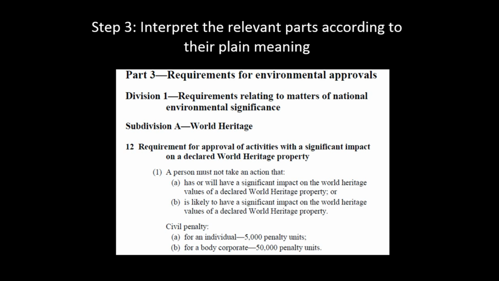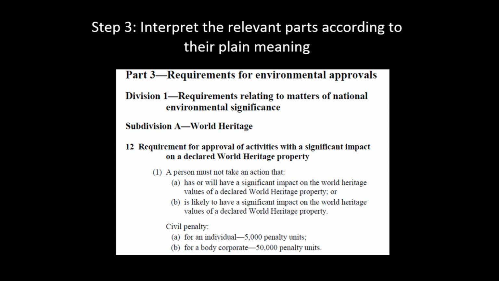So in our case, let's just say we've skim read it, we find that in Part 3 there's a section that deals with World Heritage that says a person must not take an action that has or will have a significant impact on the World Heritage values of declared World Heritage property. Now we know for our dam the concern is pollution to the Great Barrier Reef, so that's a World Heritage property. So that is part of our facts. A person is defined in all the Acts Interpretation Acts to include not only a real person but also companies. Our client is a government-owned corporation, so it's a person for the purposes of this.